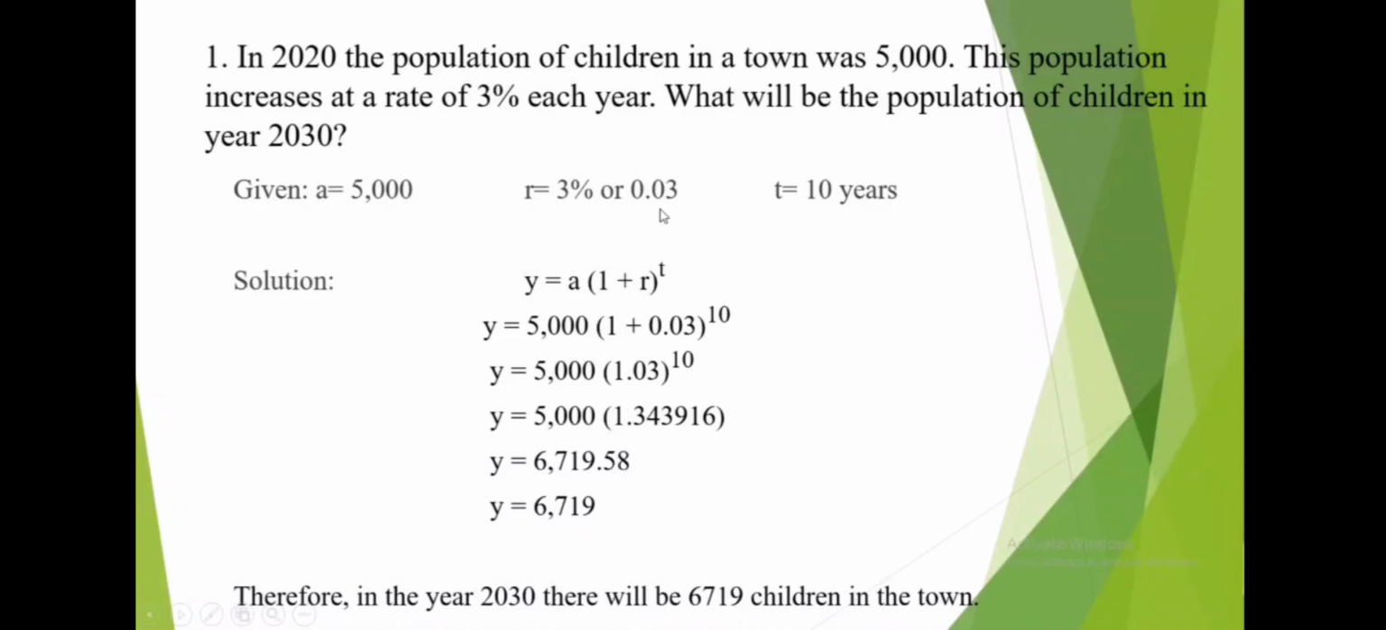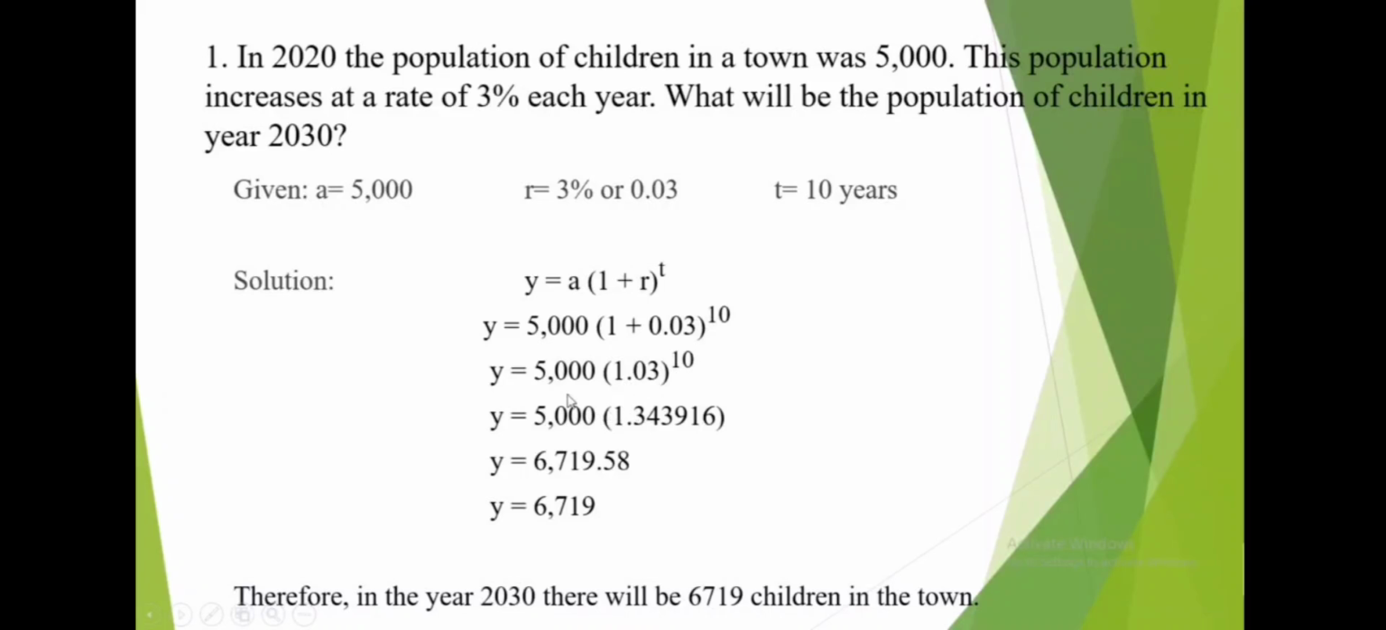Convert to decimal form, we have 0.03. So we have 0.03 raised to the power of time, which is 10. Let us simplify. 5,000, copy. Then 1 plus 0.03 is 1.03. Copy the power 10.